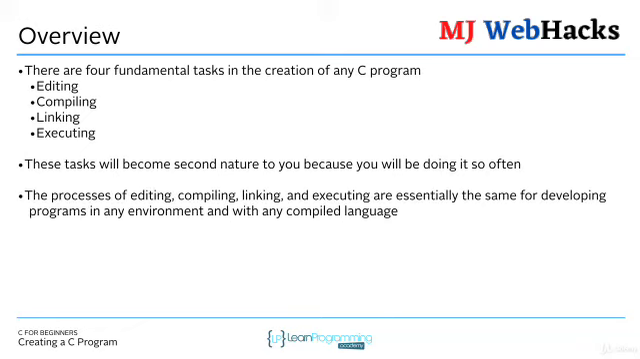The processes of editing, compiling, linking, and executing are the same for developing programs in any environment with any compiled language. This is not unique to C. If you're writing a Java program, you're going to write the source code, compile the source code, and linking you might not be as aware of in Java, but it's going to do some kind of linking, and we'll talk about what linking is. And then you're going to run the program. What I'm describing here, again, is how it's done in C.